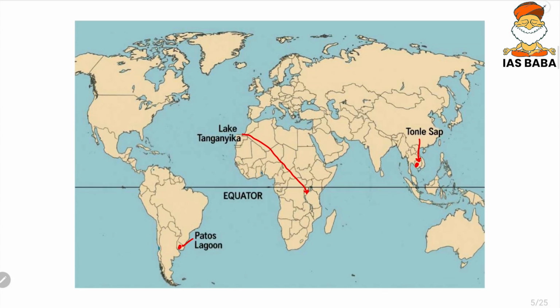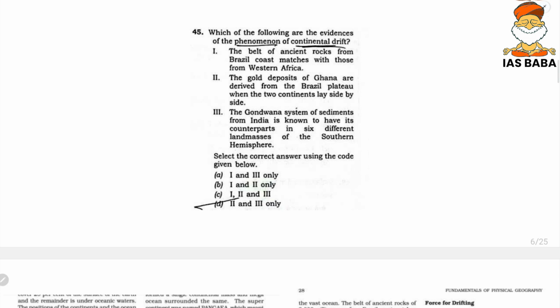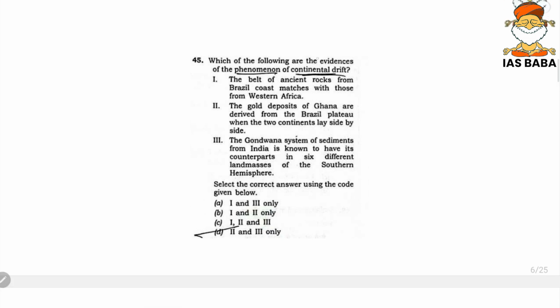Moving ahead with the next question, number 45. Which one of the following are the evidence? Now this is a very simple question. If you remember, a question on the continental drift theory was asked in the 2013 mains, and after that it is now being asked in the 2025 prelims.